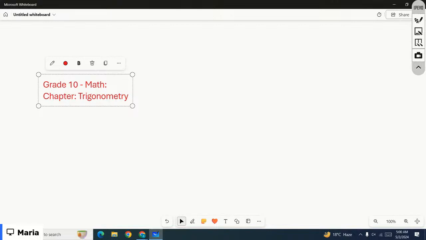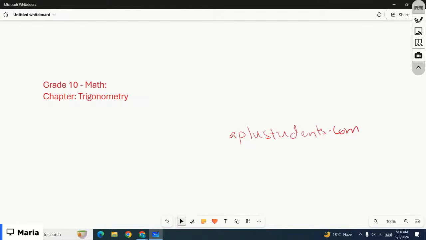We are here for grade 10 math. You can find all the lessons on aplusstudents.com. You have to log in there using your email address and the password provided by the administrator. Then select math from the subject tab, scroll down to grade 10, and click on view all lessons. There you can find a list of the chapters. We're going to start with the chapter trigonometry.